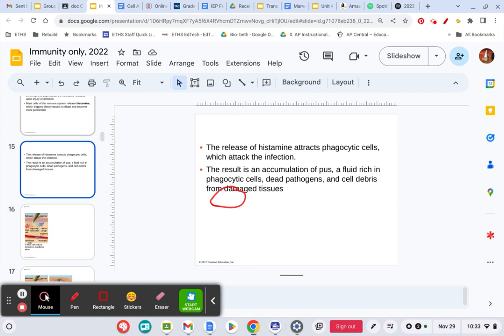The release of histamine also attracts those macrophage cells, so those phagocytotic cells, which will gobble up any infection that happens to be around. And it's gross, but it's actually helpful. Sometimes if it gets really infected, it gets red and it gets swollen. And I don't know about you, but sometimes I get them around my fingernails. Anyone ever had that happen?